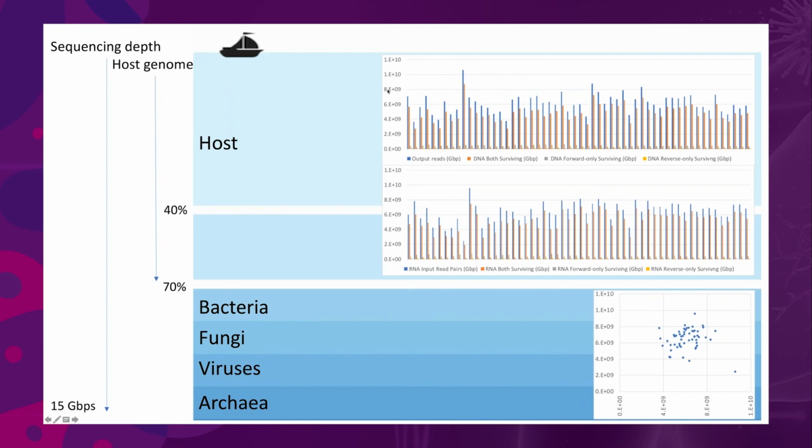Over here, you can see for the DNA and the RNA, the different samples, the output number of reads, the reads that survive our quality checks, and for each sample, so for each swab, the DNA and the RNA derived microbial sequencing reads. So we have lots of information.